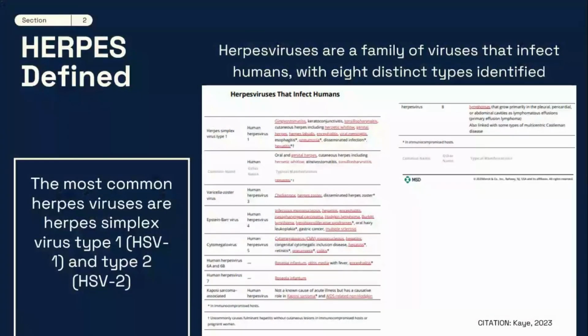In this first slide, we're talking about herpes defined. Herpes is an infection that's caused by a group of viruses known as herpes viruses. These viruses can cause a variety of symptoms depending on the type of herpes virus that's involved. There are 8 types of herpes viruses that infect humans, the most common being HSV1 and HSV2. The other types are also shown on this table, but they include the varicella-zoster virus, Epstein-Barr virus, cytomegalovirus, human herpes virus 6, human herpes virus 7, as well as human herpes virus 8.